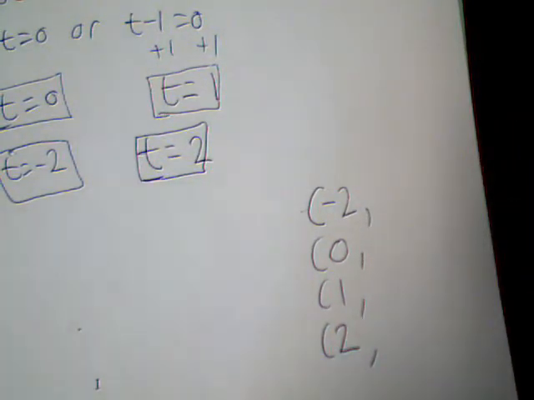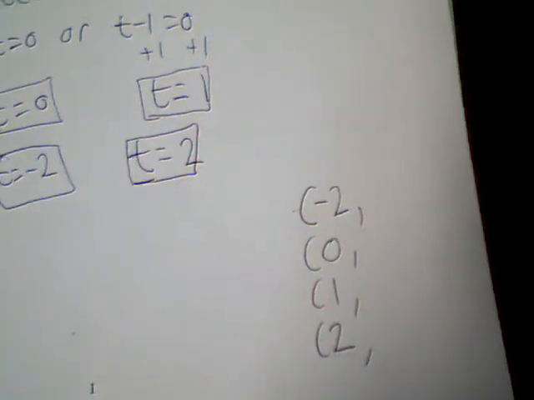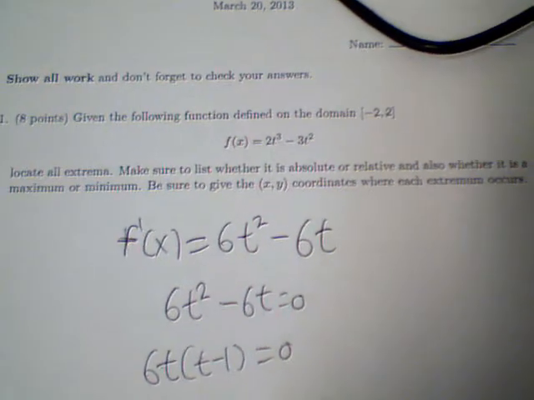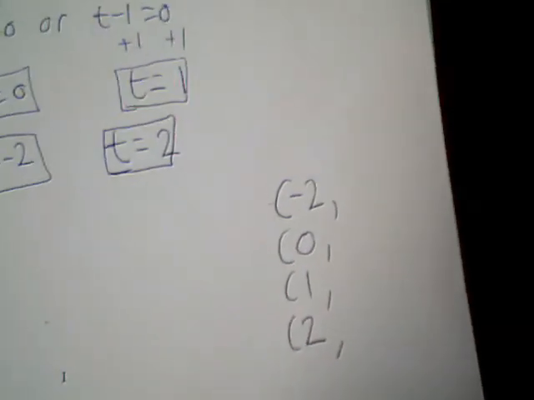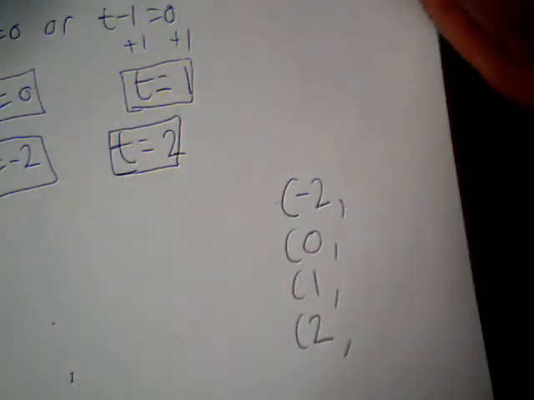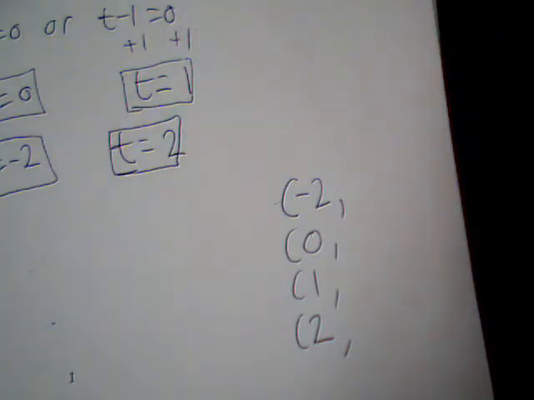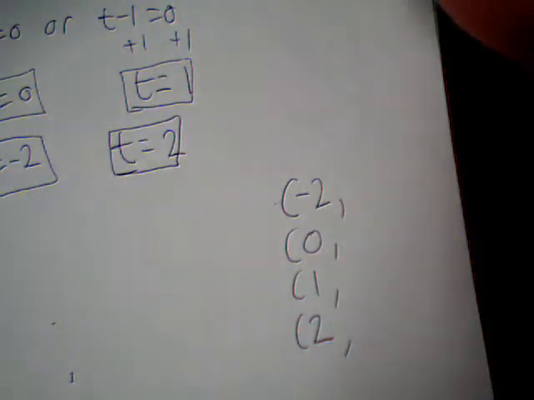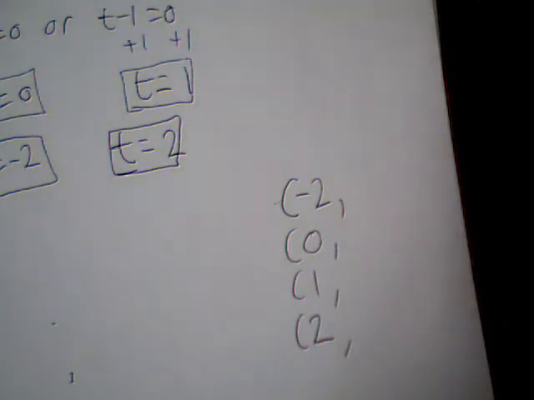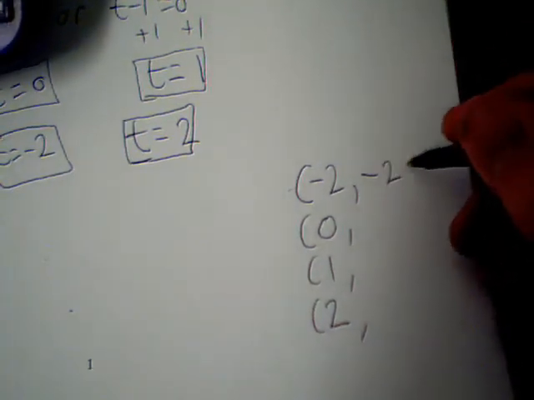If I plug these into my original function, now that would be this function up here, 2t cubed minus 3t squared, I'm going to plug in -2, I'm going to plug in 0, and I'm going to plug in 1. So 2 times -2 cubed minus 3 times -2 squared. I did not type that in right. Hold on. Alright. So that gives me -28.